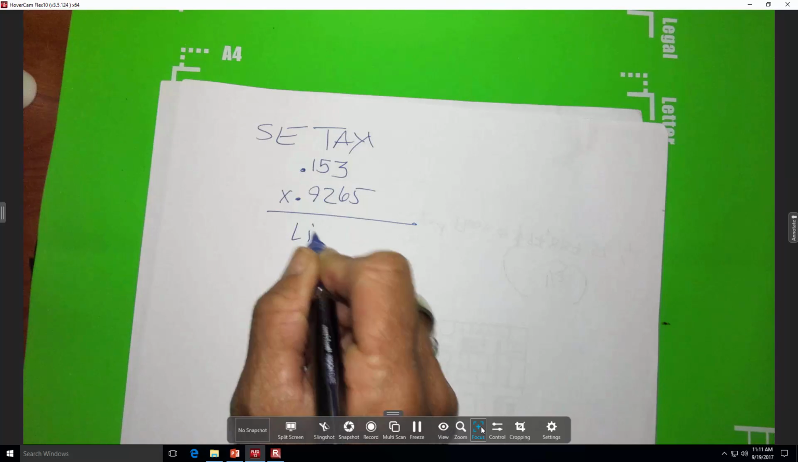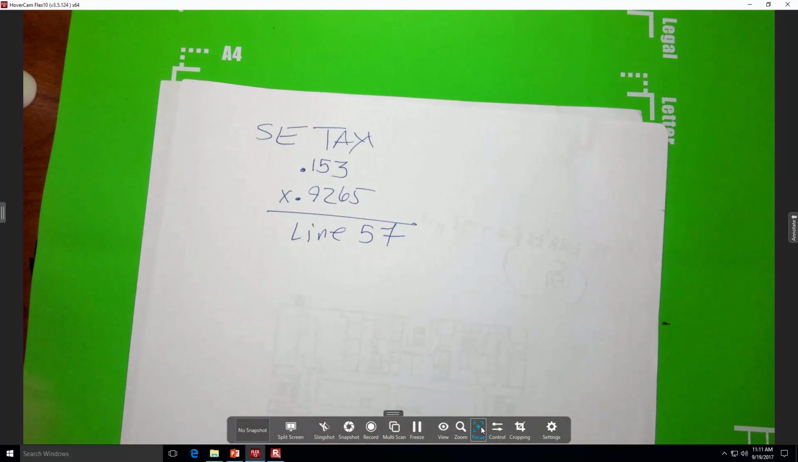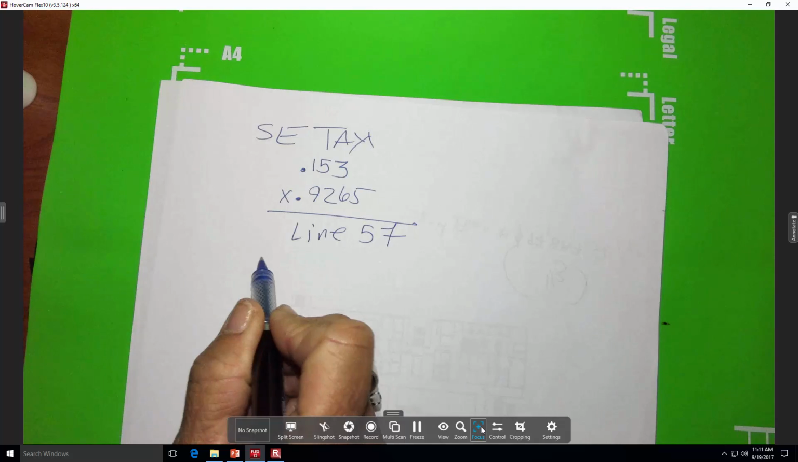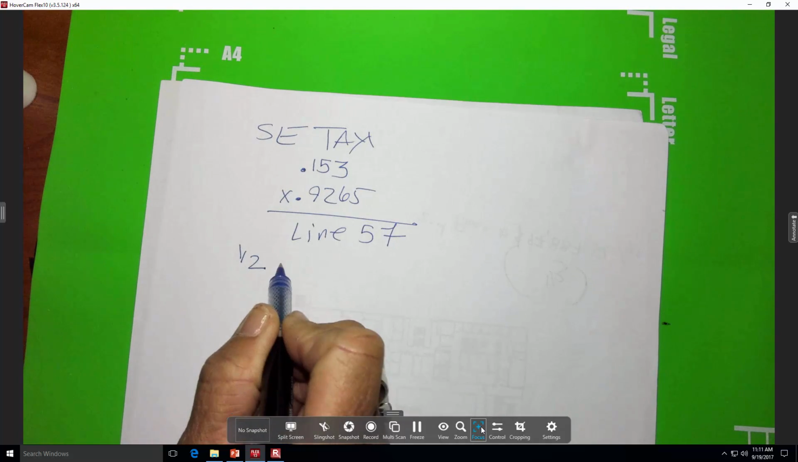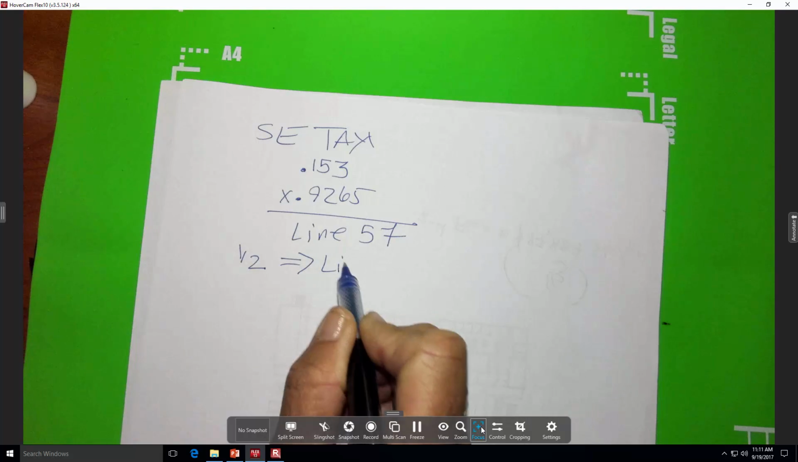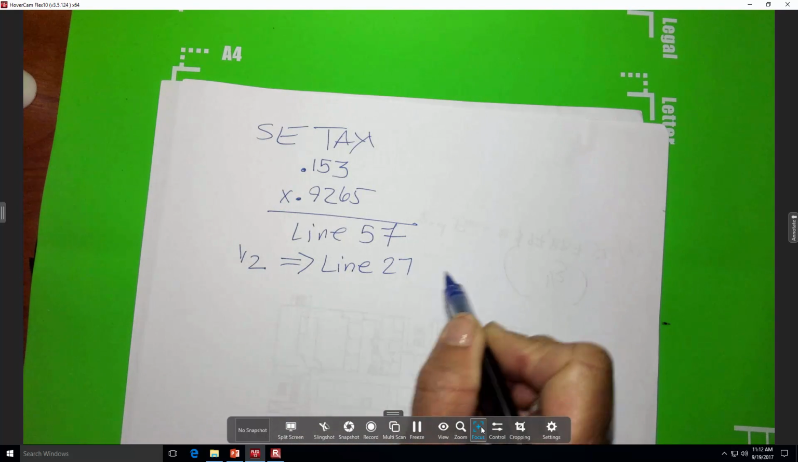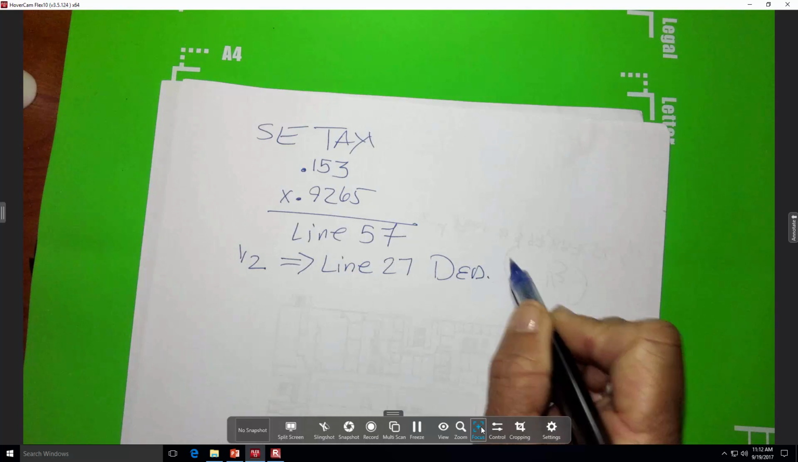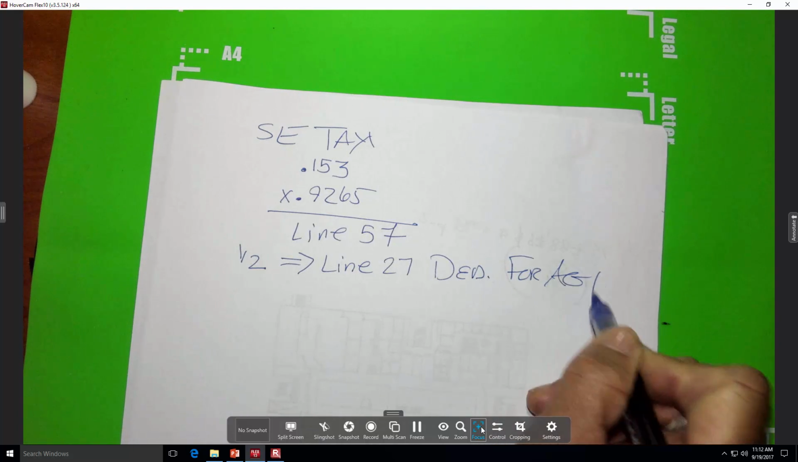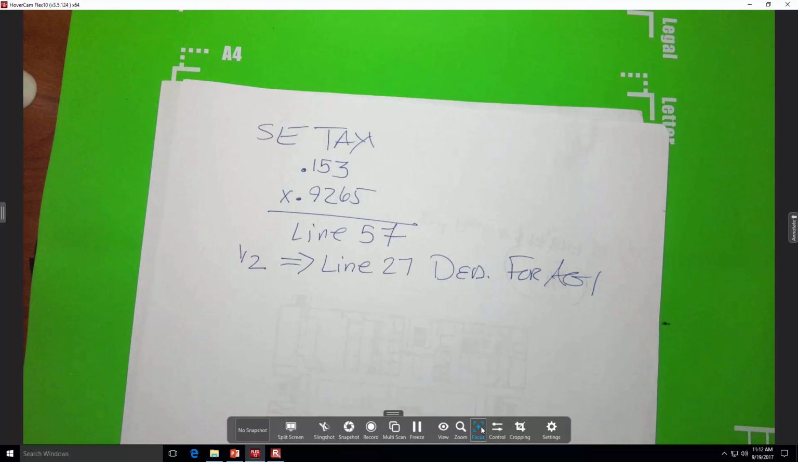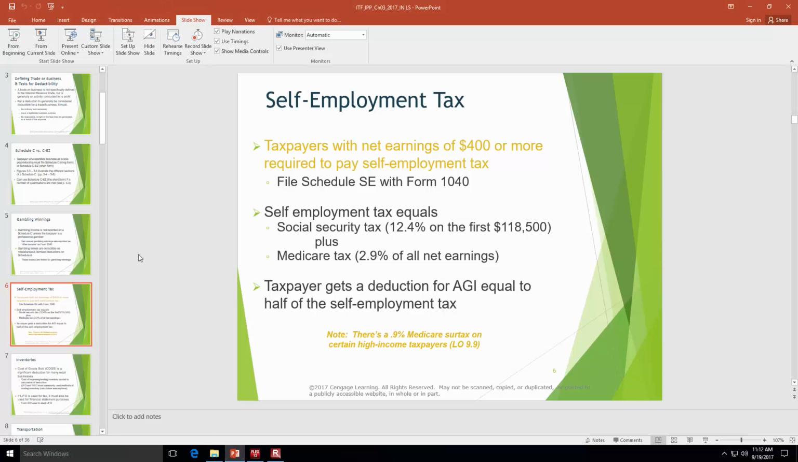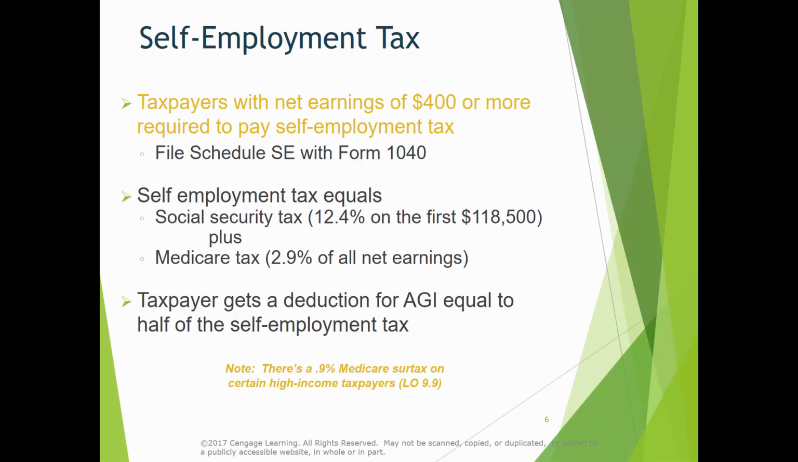So this goes on line 57 as the tax, right? This is on the back of your 1040. But then half of it goes on line, what did I just say, 27, as a deduction for AGI. God bless. So your net is that you're still paying basically 7.65%. No, you're paying 15.3 times 0.9265, reduced by half of that number.